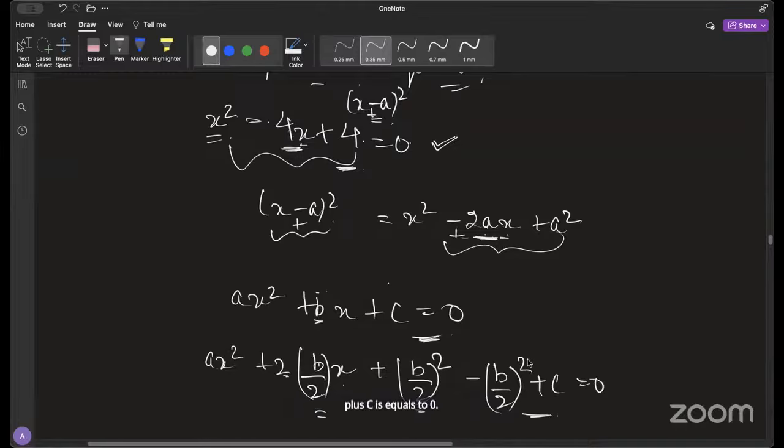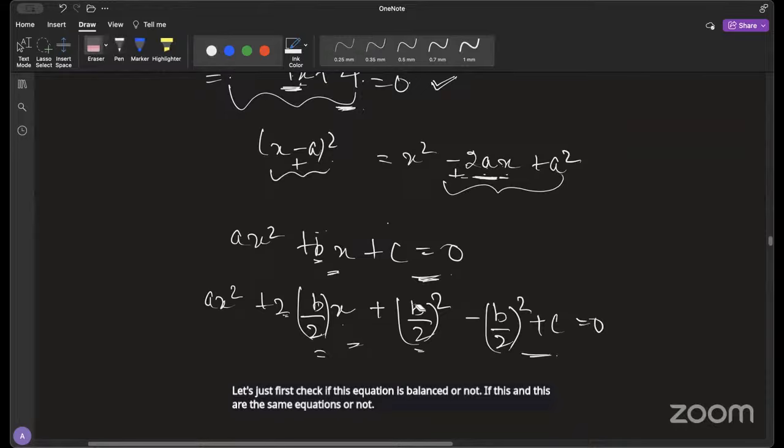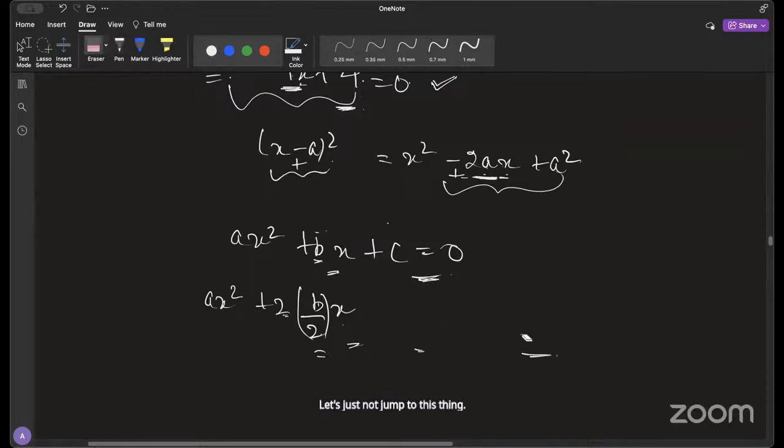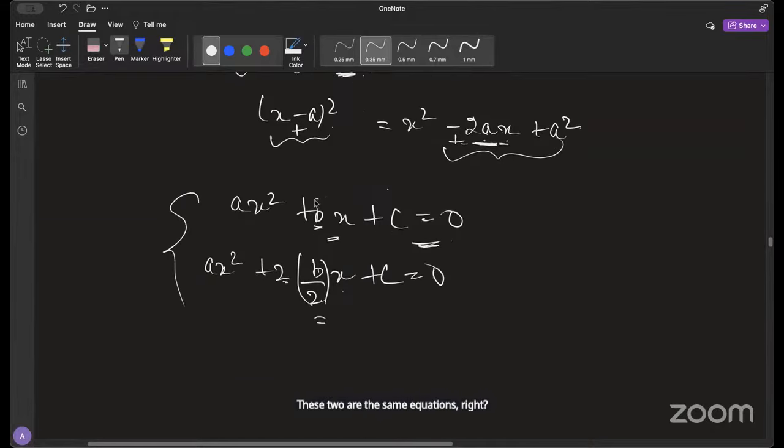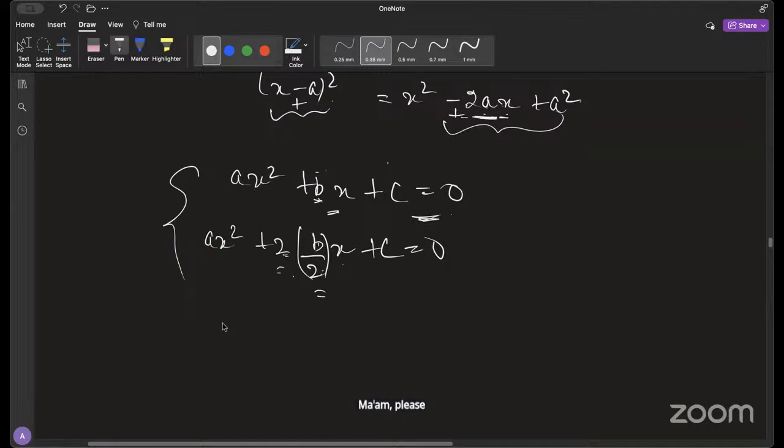So let's first check if this equation is balanced or not, if this and this are the same equations or not. Let's not jump to this; let's just do this only first. These two are the same equations, right? We've just divided this by 2 and then multiplied it with a 2. That's it.